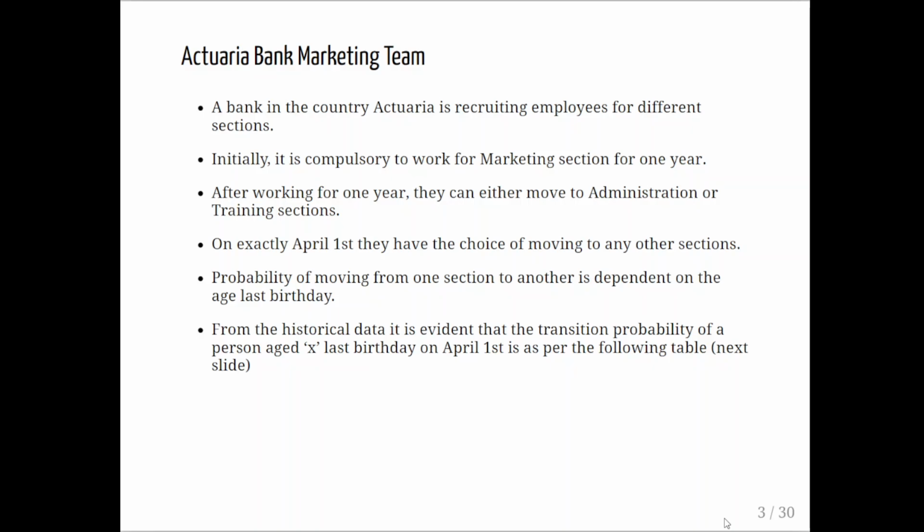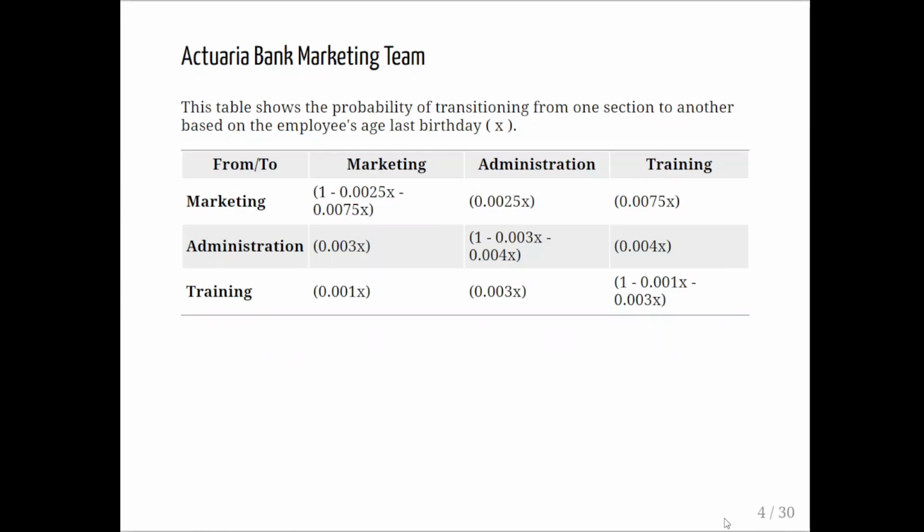From historical data, it is evident that the transition probability of a person aged X last birthday on April 1st is as per the following table, which is on the next slide. So let's look at this slide here. The table is written in such a way that the diagonal probabilities, which all have this 1 minus term, are the complement of the sum of the two other probabilities on that row. So you don't have to write it out as explicitly like that. It's just to make it crystal clear that each row adds up to 1, which is essentially a requirement of Markov chain transition matrices. So let's just look at marketing. You can read the other ones in your own time.